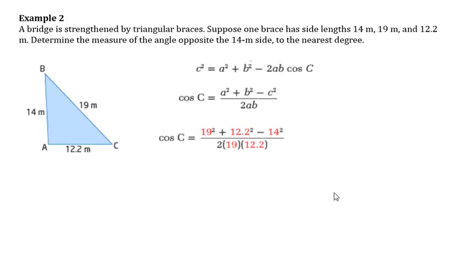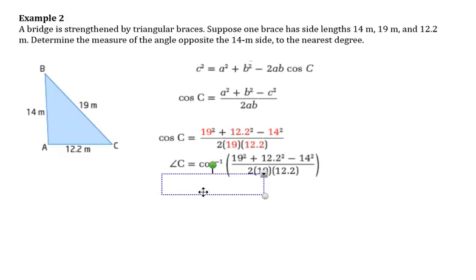Substituting our values in, we get cos of c equals 19 squared plus 12.2 squared minus 14 squared all over 2 multiplied by 19 multiplied by 12.2. Then we're going to take the inverse of that value. So you put this whole thing into your calculator, and we take the inverse of that, and we end up with c equaling 47.393. So the given angle is approximately 47 degrees.